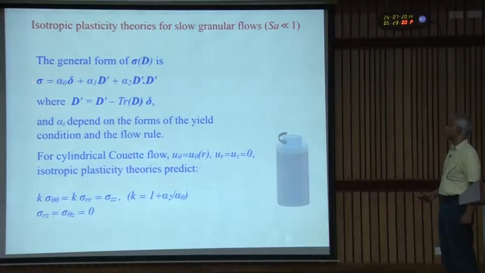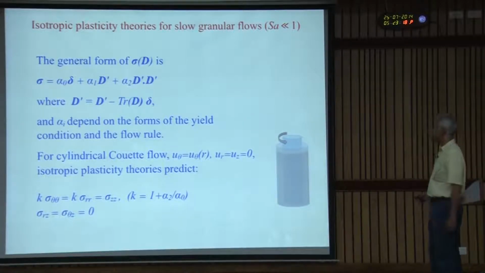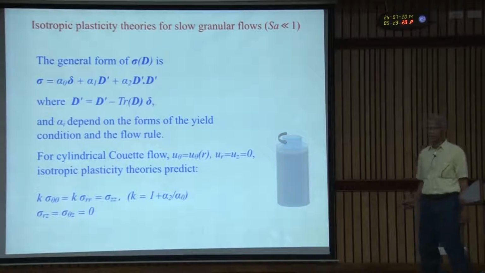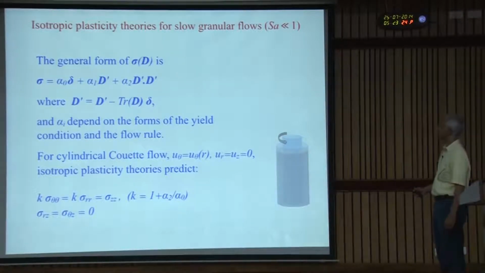Okay, so most generally you have a stress, you have an isotropic part of the stress, you have a part that's linear in the deformation rate. So d prime here is the rate of deformation minus the isotropic part. Okay, so it's the deviator of the deformation rate, and you have a quadratic part in general. Okay, for simple theories, the quadratic part goes away.